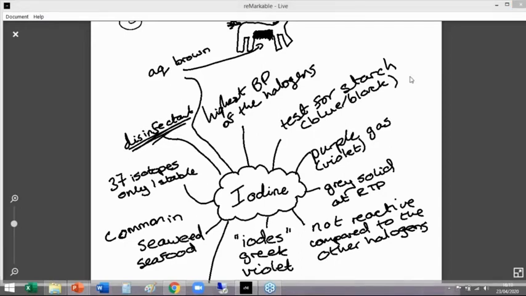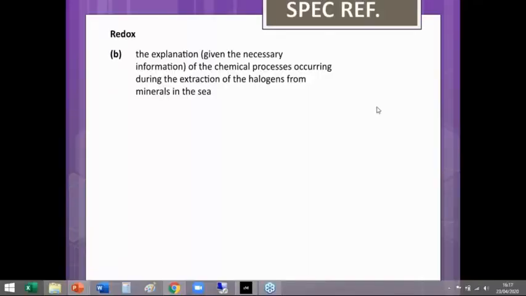Okay, so let's actually get back to the PowerPoint. Right, so what I forgot to mention in the video that I posted the other day is that this is a specification reference that we are looking at here. So of the OCR B Salters A-level course, we're working in the elements from the C section, and this is specification point B, if that helps you track down what we're doing. So what we're going to be looking at, as I've said before, is how we get the halogens from different things, specifically the sea.